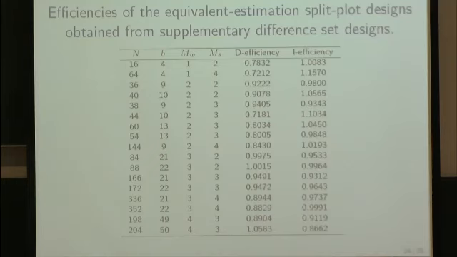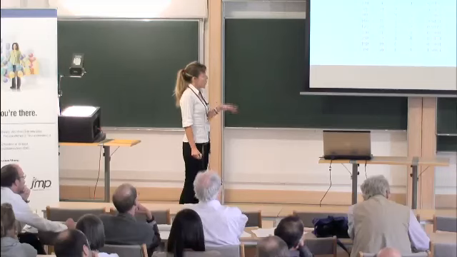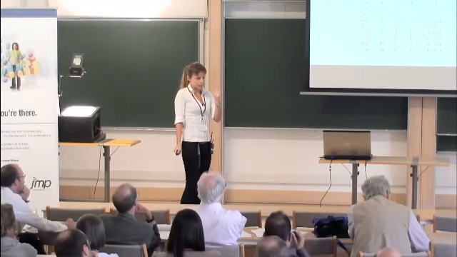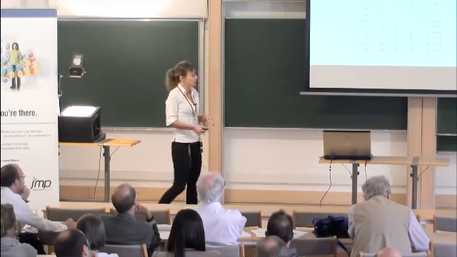Also, we can see that the 88-run design and the 204-run design are better in terms of D-efficiency than the D-optimal design that we constructed by a column-wise exchange algorithm with 100,000 initial random designs.